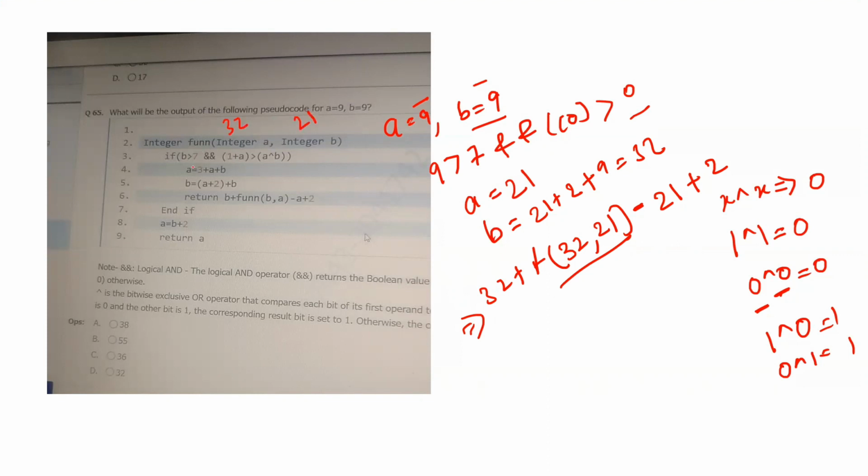Again we're going to check the same thing. B is 21, 21 greater than 7, yes, the condition is true. And this is a logical AND, right? Means both the conditions should be true, only then we'll get into this if condition. So 1 plus A is 32 plus 1, 33, greater than A XOR B. That is what it is asking. A is 32, right?